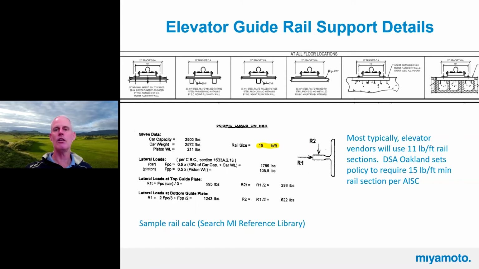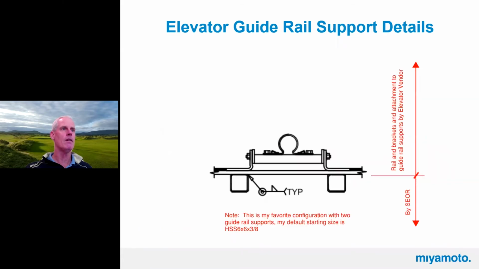But if you ever need that, feel free to browse through that. There's a lot of good stuff in there. And here's the one I like, typically with two support posts. Like I said, my default starting size is always an HSS 6x6x3/8, and I like to use 2 of them because I know it's going to work about 90% of the time. And if we're forced into something else or we have better information, obviously we can do something a little bit more refined if we need to.